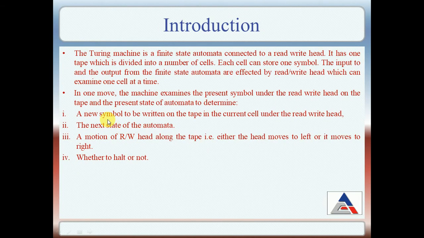The first thing is a new symbol to be written on the tape in the current cell under the read write head. Number two, the next state of the automata, that is your new state. Next we have the motion of the read slash write head, that is, it will move towards the left direction or towards the right direction. If the complete string has been processed, your Turing machine will halt. If some symbols are pending, then it will not halt, right? So this is a small introduction about Turing machine.